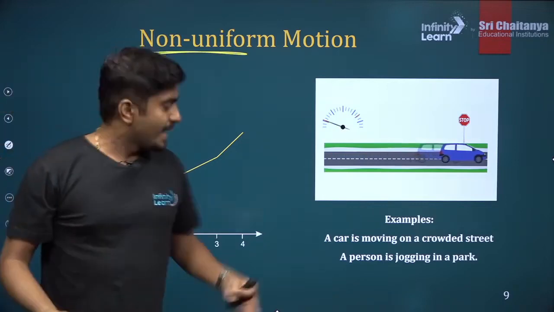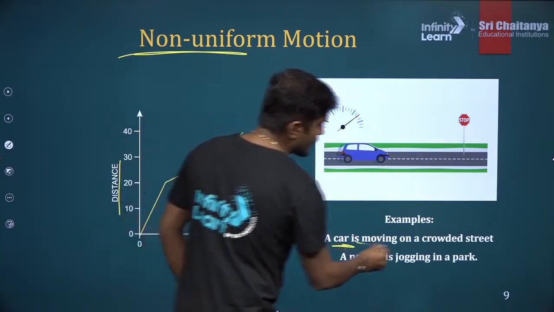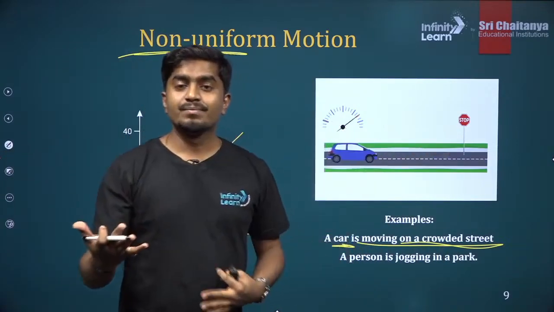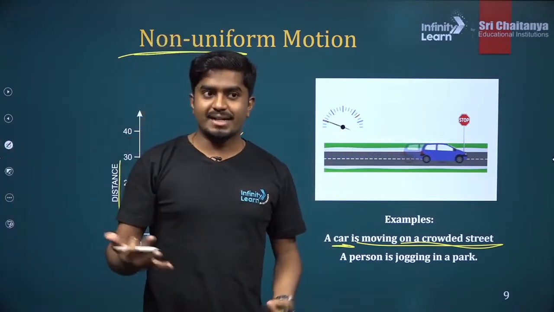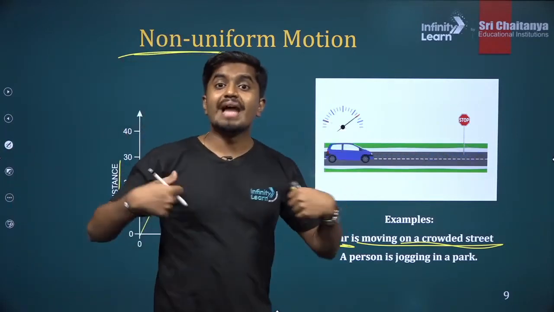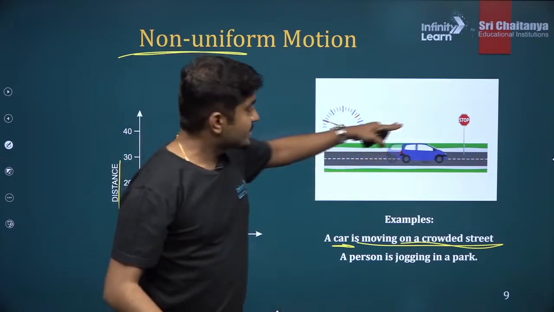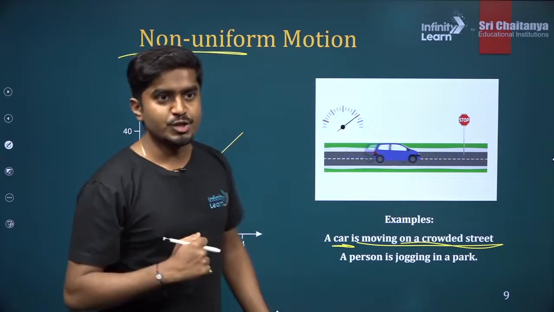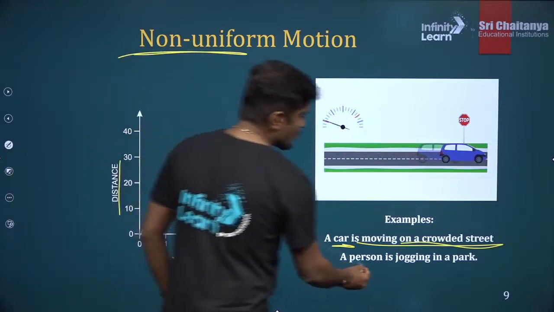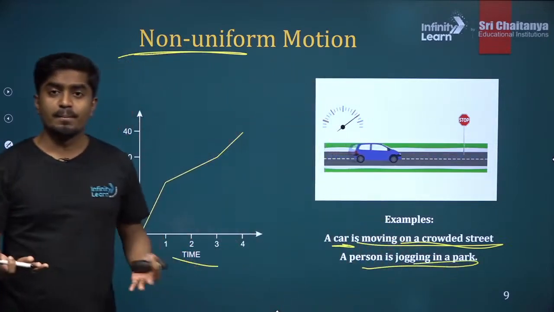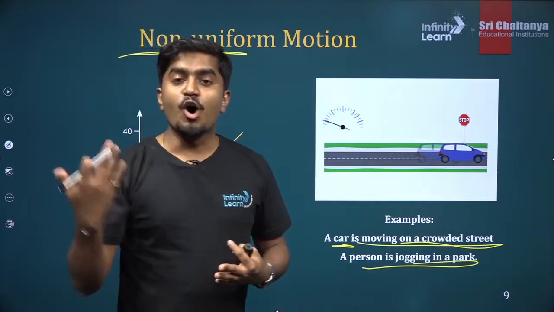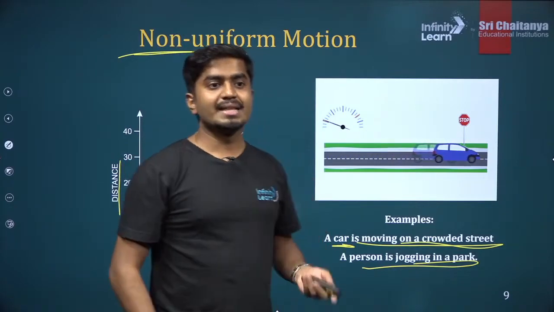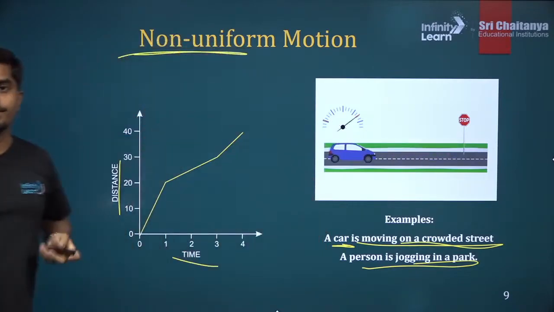What is the example? Example is car moving on a crowded street. Like when you move on a crowded street, what will happen? There are signals. There is a green light or red light. When you see the green light, you will accelerate or raise the car. If you see the red light, you will apply the brakes. So car will slow down. So that is a non-uniform motion. Another example, person jogging in a park, it is also not uniform. Why? Because the person will always either run faster or run slower, right? Another example of non-uniform motion.